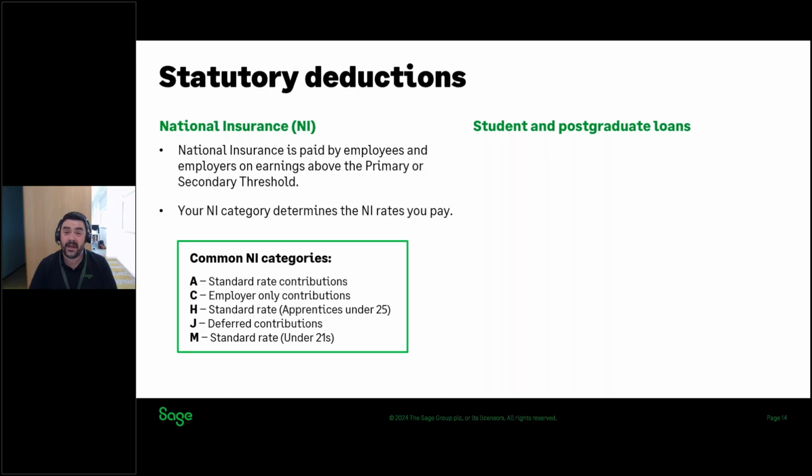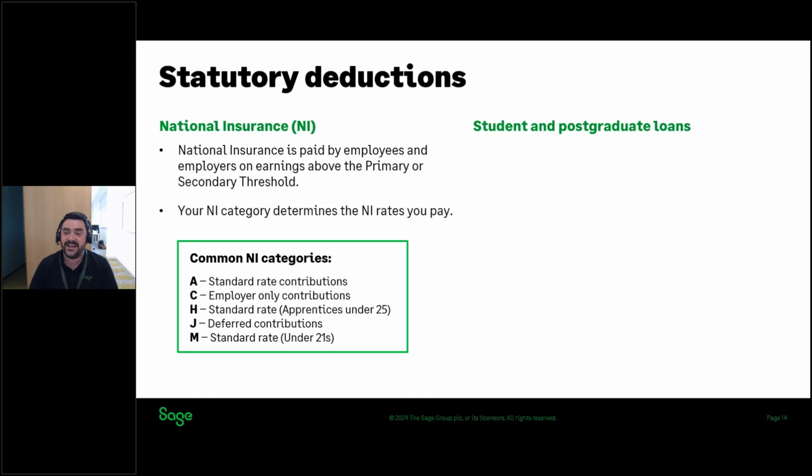Category H is for apprentices under 21. So it's still a standard rate for the employee, but it does provide a bit of a tax break to the employer, as there's no national insurance due on earnings up to the upper earnings limit for apprentices over 25. So a bit of a tax saving for the employer, or an NI saving, I should say. We've got category J, which is deferred contributions. That can be used for employees that have other employment where they already pay national insurance up to the upper earnings limit. And category M is for staff age 16 to 20, standard rate for them. Again, there's NI savings to be had as an employer, as there'll be a 0% contribution on earnings up to the upper earnings limit.